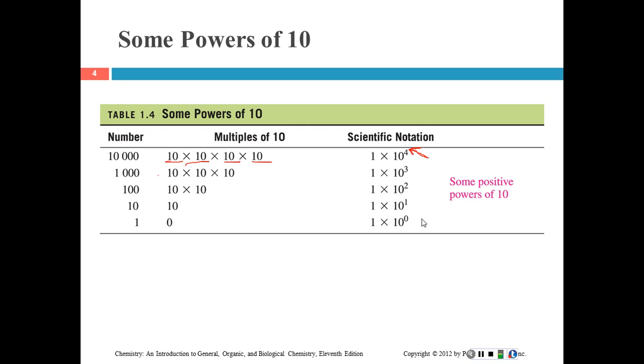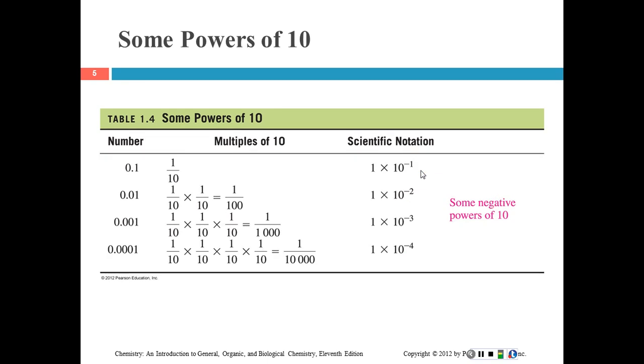Notice that 1 is 10 to the 0. Anything to the 0, 10 to the 0, is 1. And 10 to the 1, you only multiply 10 by itself. It's just 1, so 10 times 1 is 10. And then if you multiply 2 10s together, you get 10 squared, or 10 to the second, 3 times, 10 to the third. So that's how you get these powers of 10.